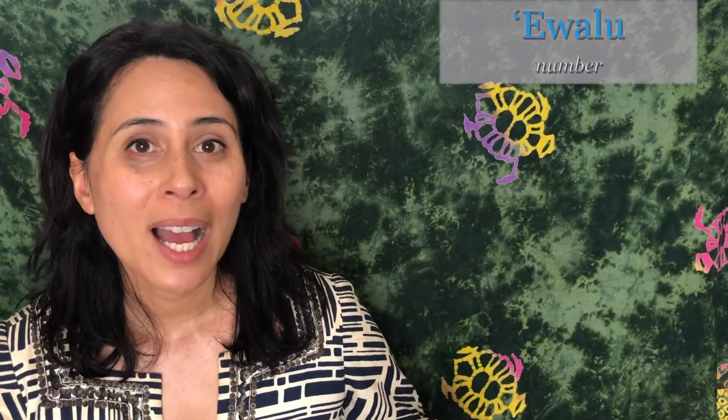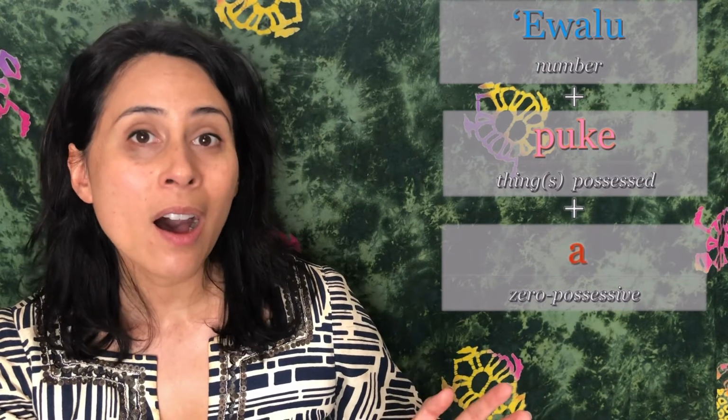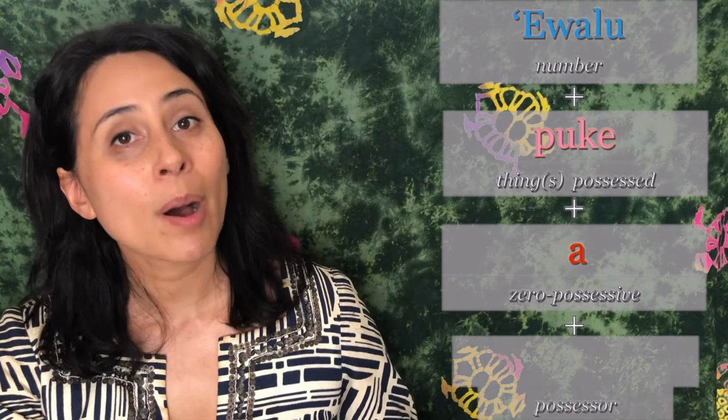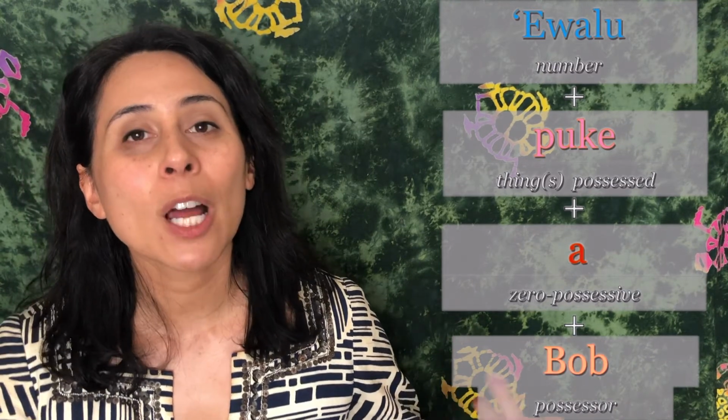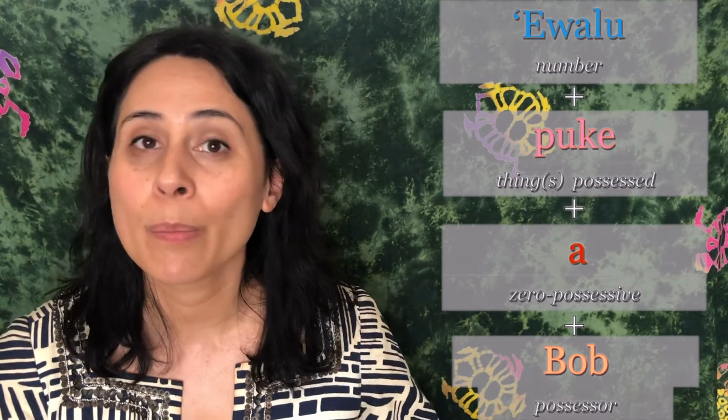But if we wanted to say Bob has 8 books, start with our number 8, e walu. Then the thing being possessed, books, puke. Then the A possessive, a, because puke is an A-class object. And then the possessor, Bob. E walu puke a Bob. Bob has 8 books.